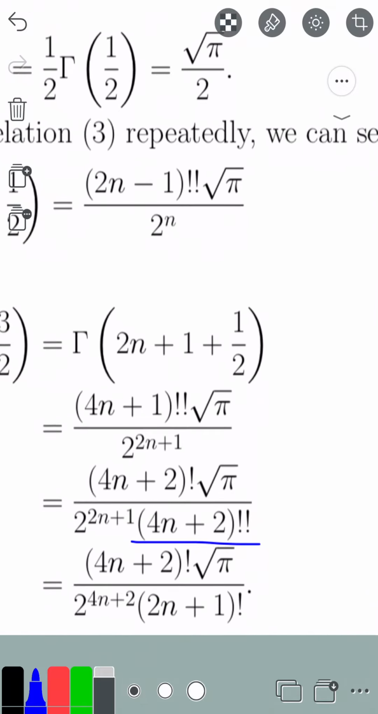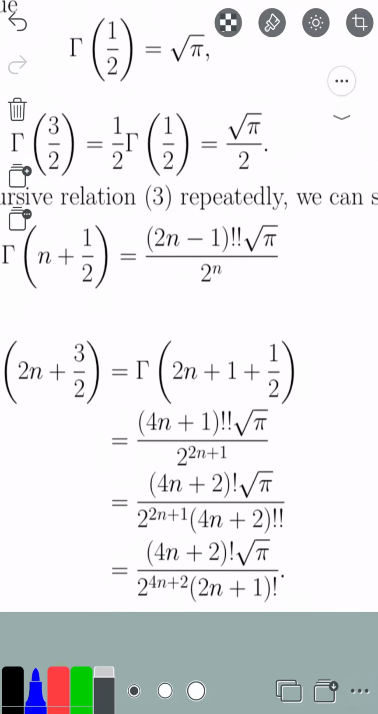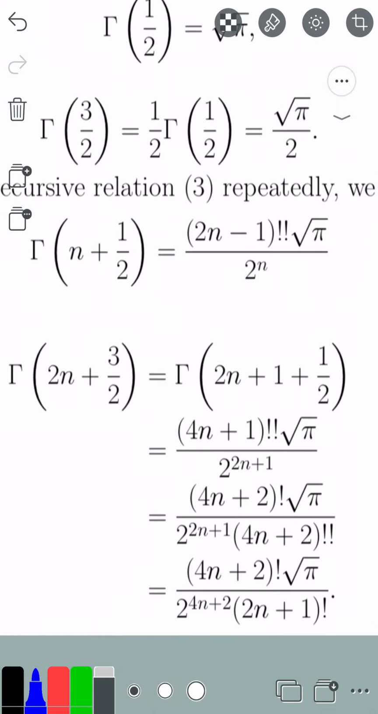And this is what we get. So gamma of 2n plus 3 halves is equal to 4n plus 2 factorial times square root of pi over 2 to the power of 2n plus 1 times 4n plus 2 double factorial.